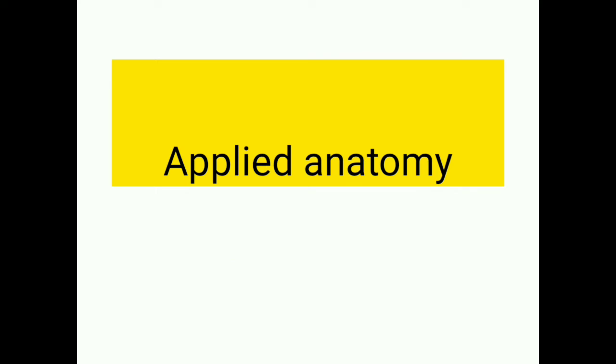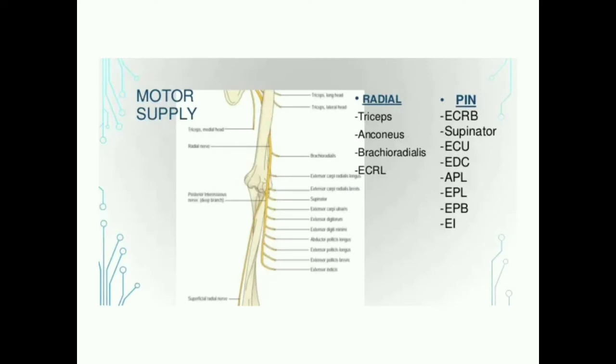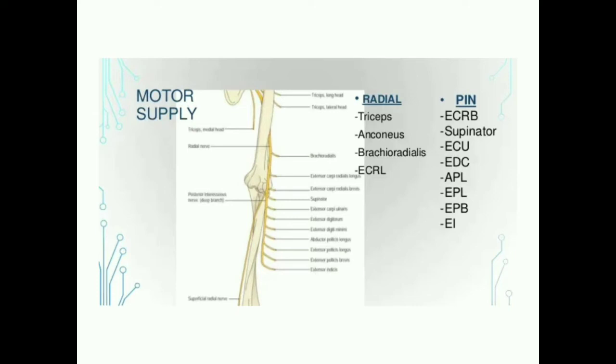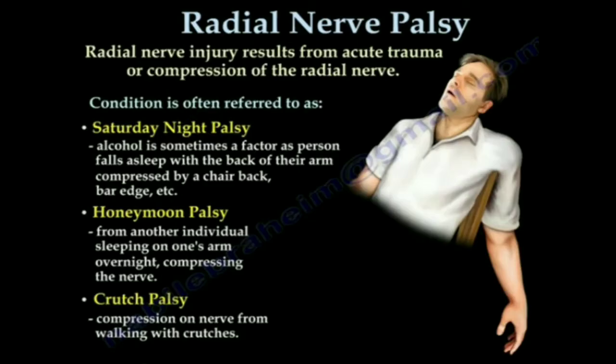Now let's talk about the applied anatomy. The radial nerve is vulnerable to injury in its entire course, from the origin to the termination. The injury may be at the level of the axilla, the arm, the forearm or sometimes the wrist. Let's talk about a few points regarding the clinical aspects of radial nerve injury. First is injury of the radial nerve in the axilla. We generally call it Saturday night palsy, crutch palsy or honeymoon palsy.